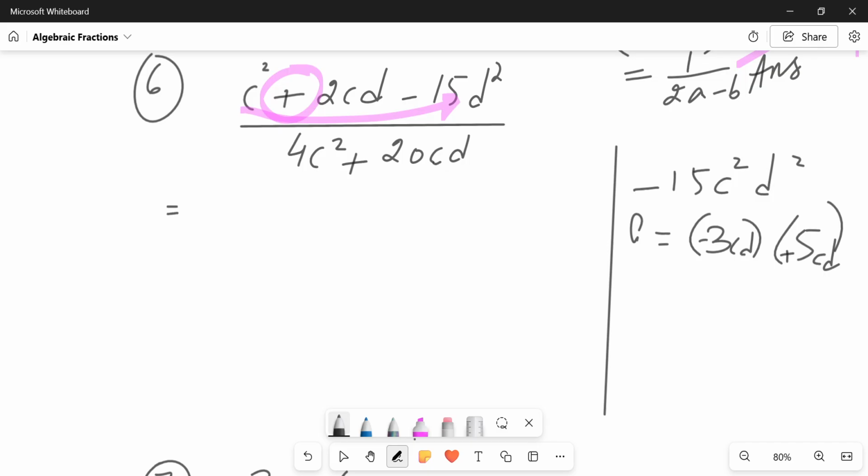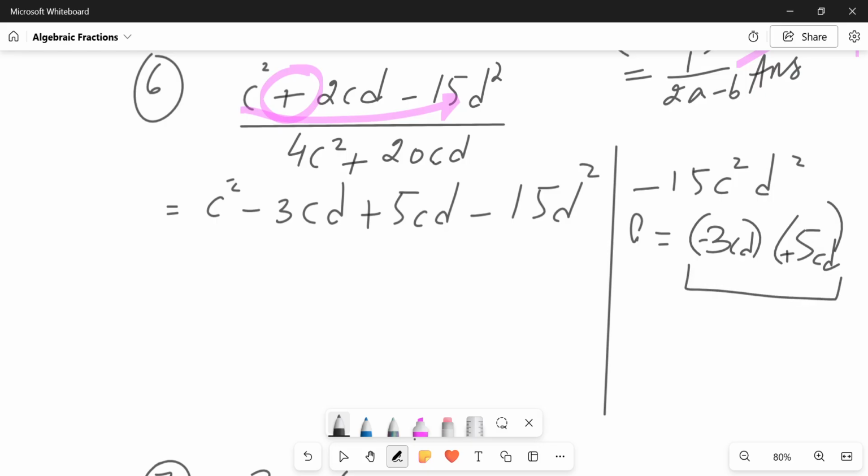I know that you people know how to do the middle term breaking, right? So c square minus 3cd plus 5cd minus 15d square. First and last term write down as it is, okay? And break this 2cd into these factors that we have found here in our corner.